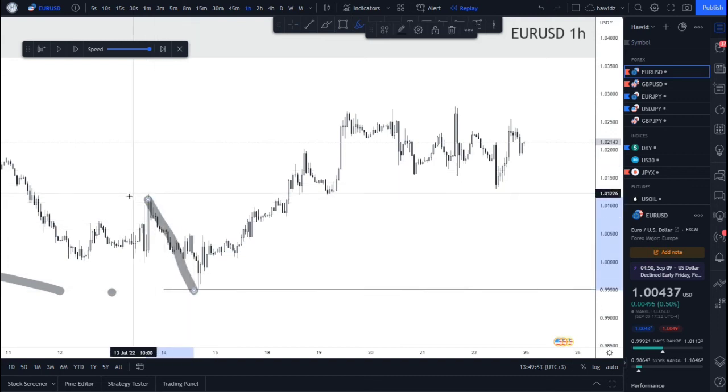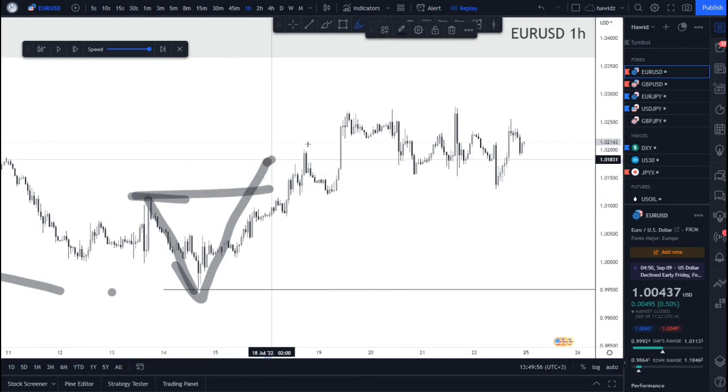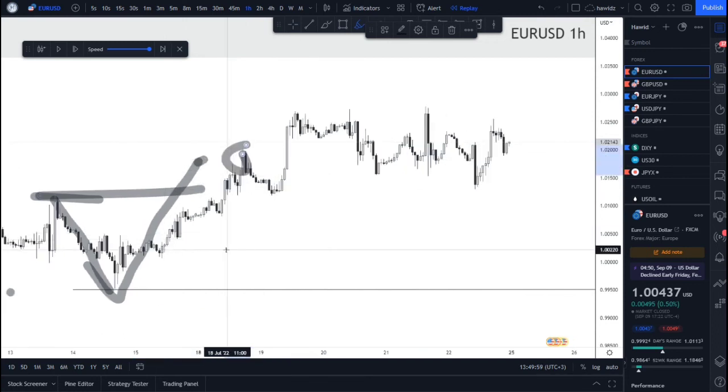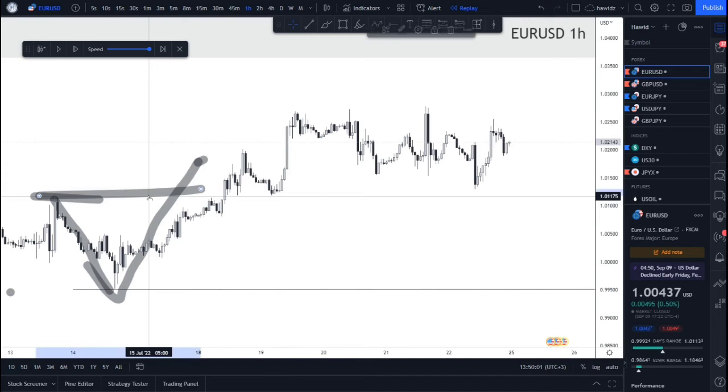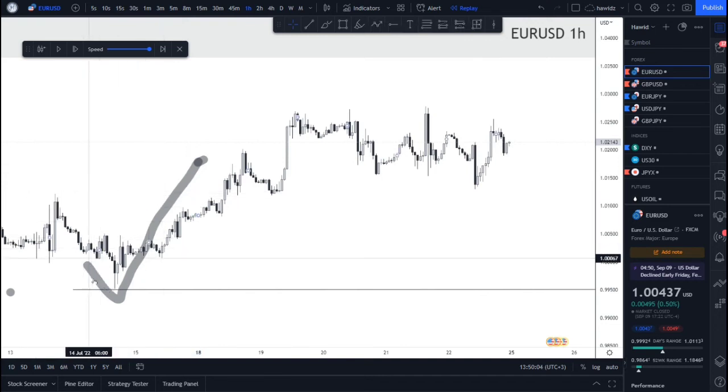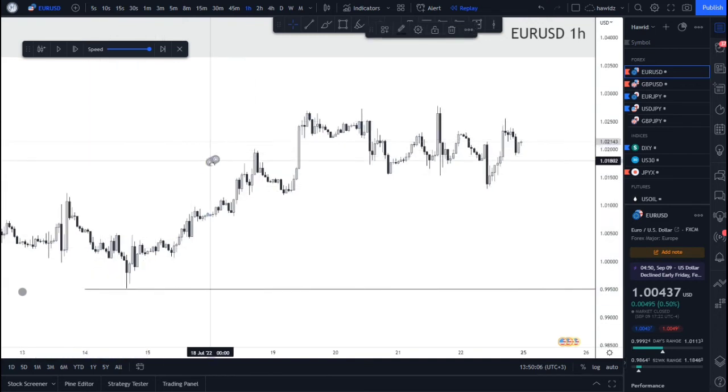As we see, price from this high makes this low and then comes up and takes out this high with the formation of this high. So now I know that a high has been broken. That means that's a change of character. Let's delete that.